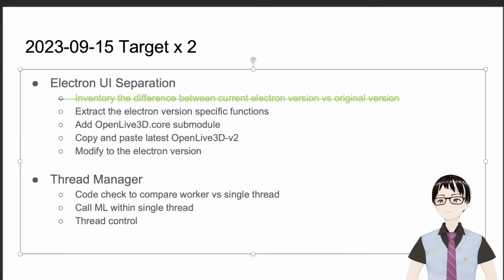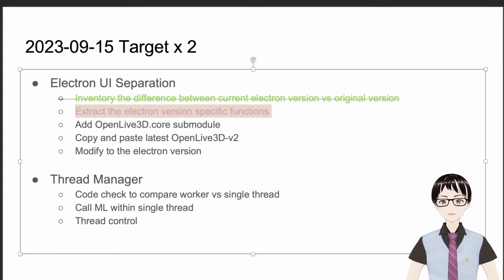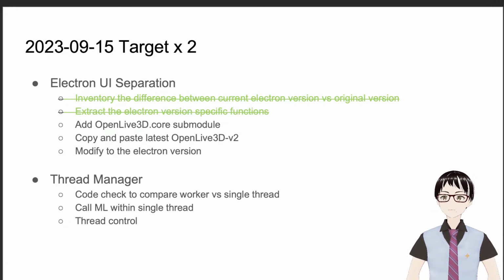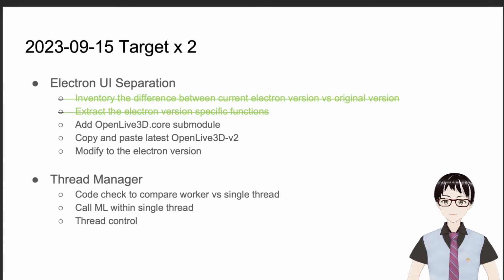So that's why we might be able to tackle more than one item today, because I have already checked a lot of the details, and we should be able to clear everything relatively quickly, right? So out of the 5 items that we listed, we have already cleared 2. And then we'll try to add the OpenLive3D core submodule.